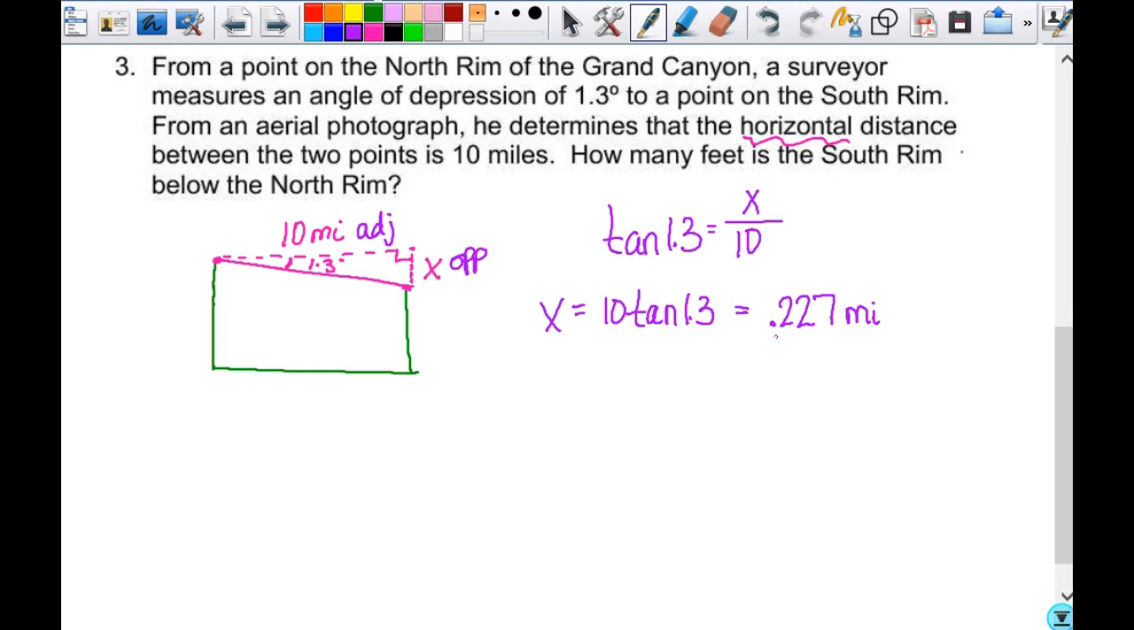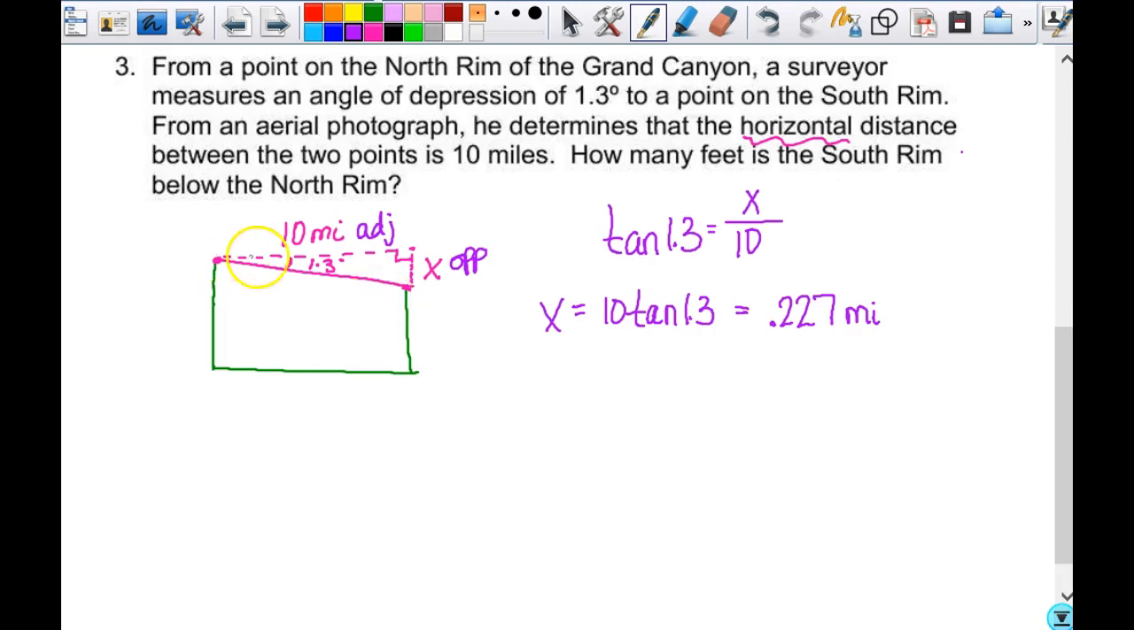But reasonableness of an answer is important here. Even if my picture is more to scale than they usually are, I don't even know how I lucked out with that. But this angle right here, 1.3 degrees, is a super tiny angle, which means the side across from it is super small relative to the other two sides. Does that make sense to you?